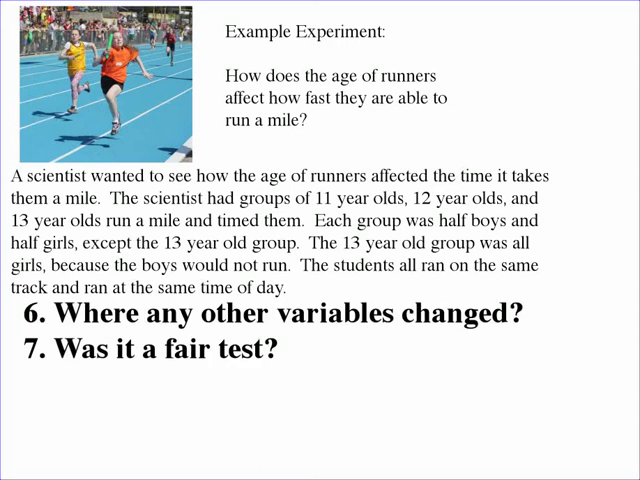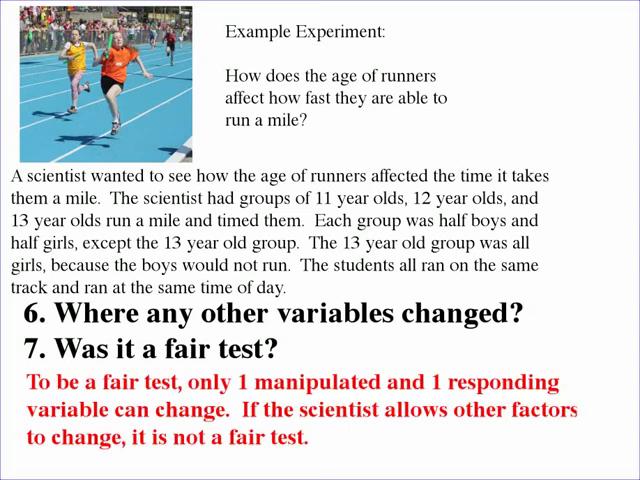Probably the most important thing to understand for this lesson is, were there any other variables changed, and is this a fair test? Remember, for it to be a fair test, only one manipulated variable and one responding variable can change. If the scientist allows other factors to change, then it's not a fair test. In this example, the 13-year-old group was not half boys and half girls. It was all girls because the boys wouldn't run that day. So this is not a fair test because that was allowed to change. The sex of the members of the group was allowed to change as opposed to keeping that the same like it was in all of the other groups. So this was not a fair test.